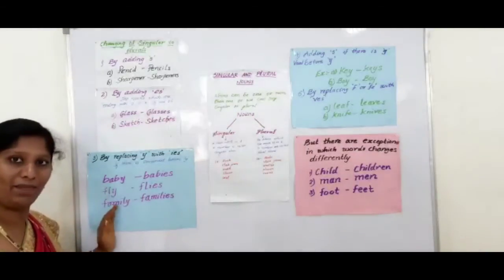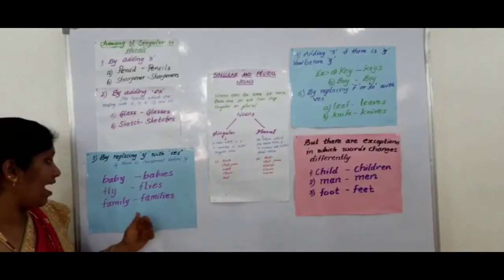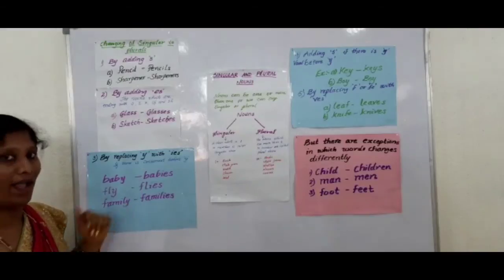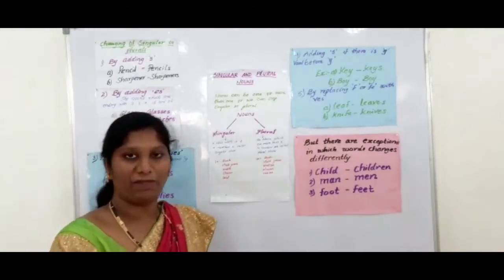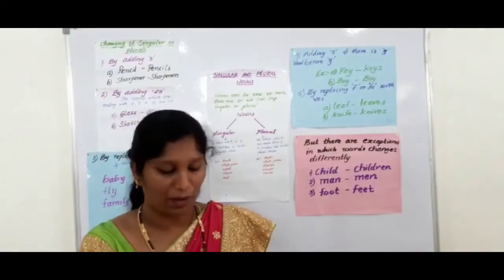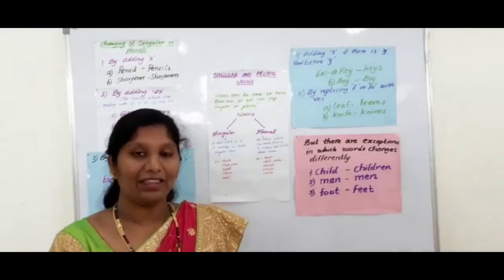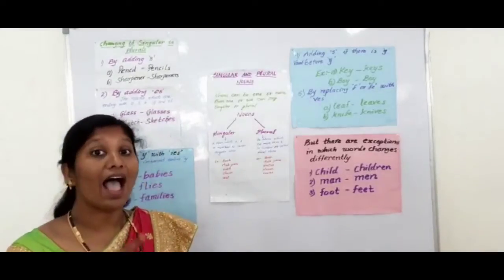Here also the same thing. You will be replacing Y with IES. And you observe one thing, there is a consonant before Y. This is the third rule. So we have learned three rules up to now. The first rule is you have to add S at the end of the noun. And the second rule is you have to add ES. And the third rule is you have to replace Y with IES.